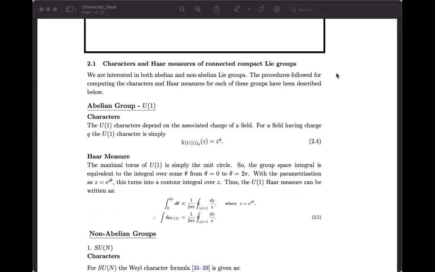The group space integral is equivalent to the integral over theta from 0 to 2 pi. Now we can parameterize z on the unit radius circle as e to the i theta, and so this turns into a contour integral over C. Thus the U(1) Haar measure can be written from 0 to 2 pi, which is equivalent to 1 over 2 pi i times the closed integral over modulus of z equal to 1, dz by z. And this we represent as d mu in the following form. This is the Haar measure.